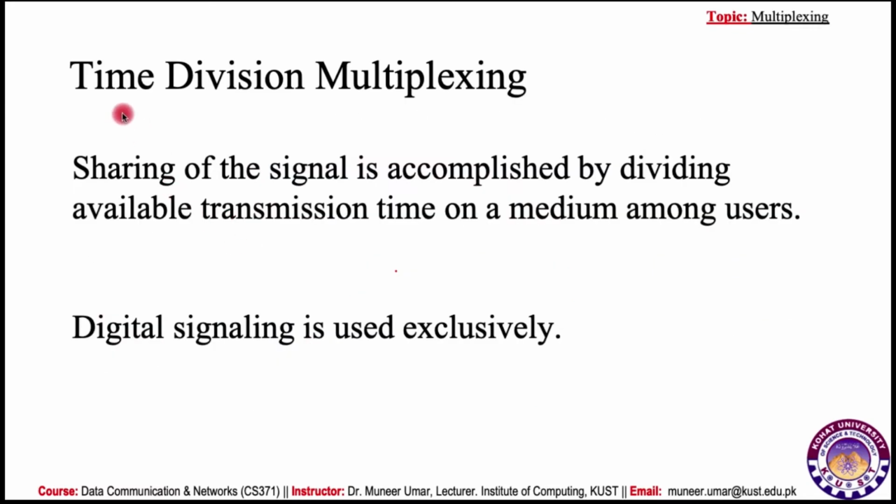Next is time division multiplexing. Sharing of signal is accomplished by dividing available transmission time on a medium among users. This is used for digital signals, and for analog signals we don't use time division multiplexing. In time division multiplexing, each user is given a particular period of time to transmit the data. So we will have different time slots for different users.